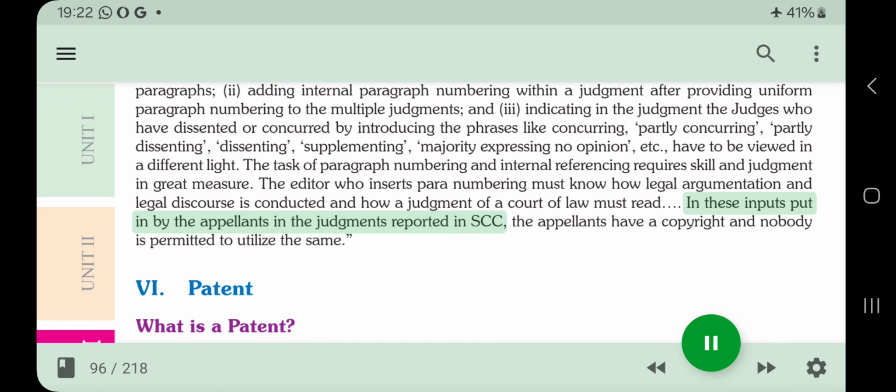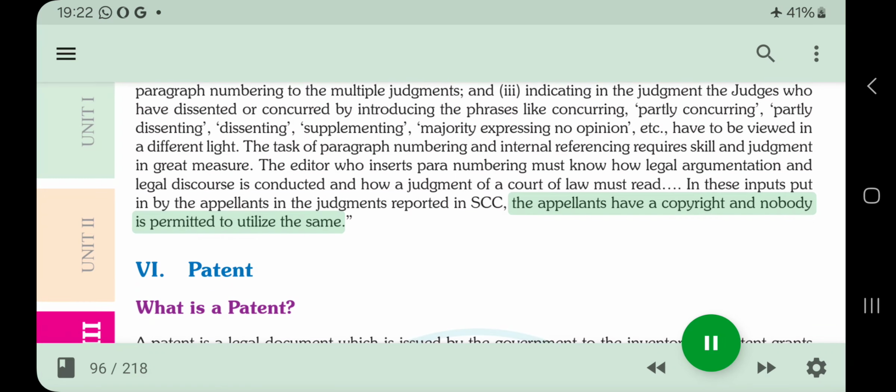In these inputs put in by the appellants in the judgments reported in SCC, the appellants have a copyright and nobody is permitted to utilize the same.